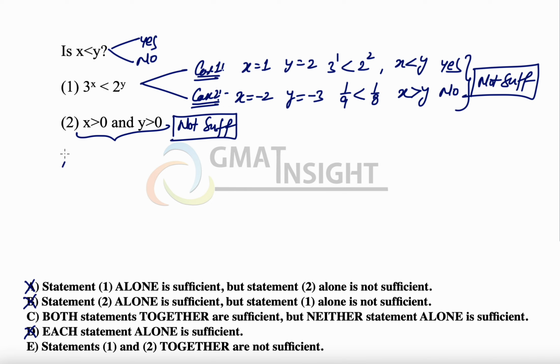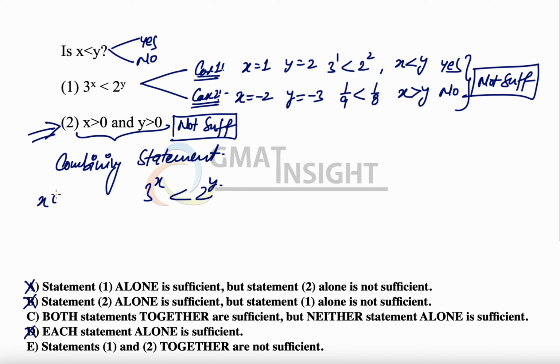be eliminated. Now the third step is combining the two statements. After combining the statements, what we understand is, because the second statement has ensured that now we can't choose the negative values of x and y, which means 3 to the power x must be less than 2 raised to the power y, where x and y are both positive.